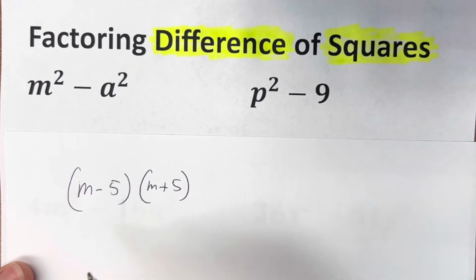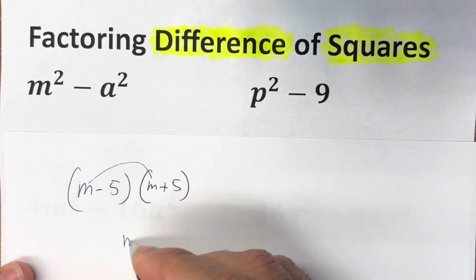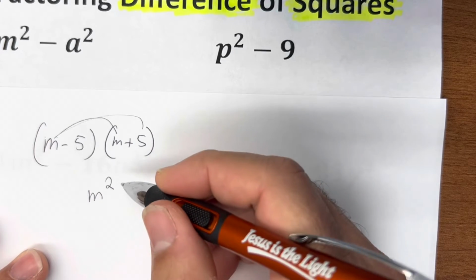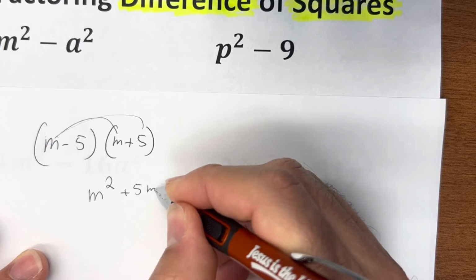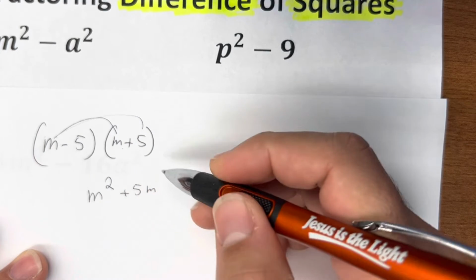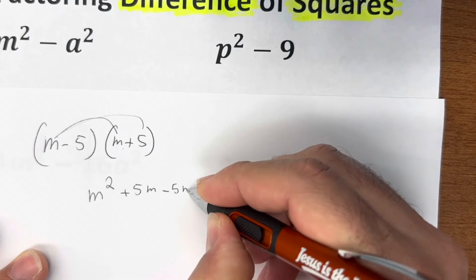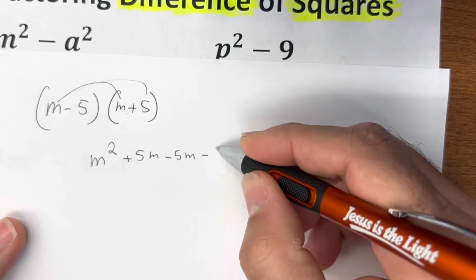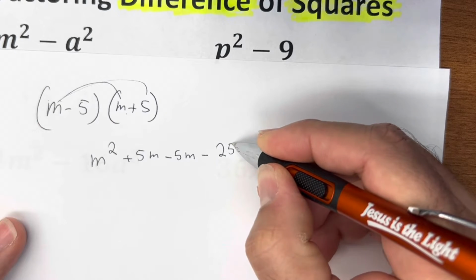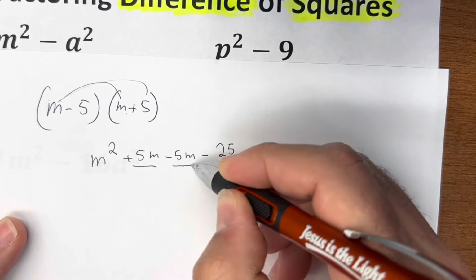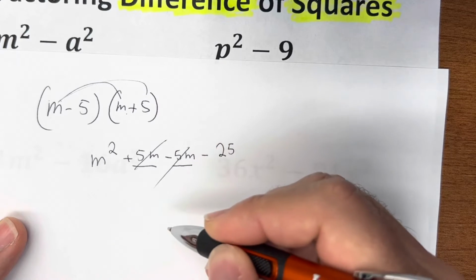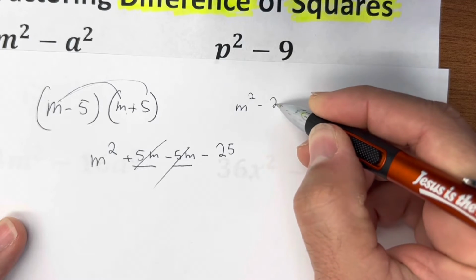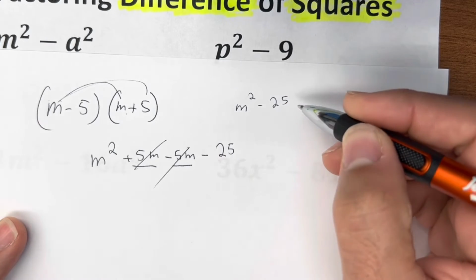So if we multiply this, m times m is m squared. M times 5 is 5m, so plus 5m. Negative 5 times m is negative 5m. And negative 5 times 5 is negative 25. Okay? So here we have like terms. 5m minus 5m is 0, so we cancel this, and the answer will be m squared minus 25.